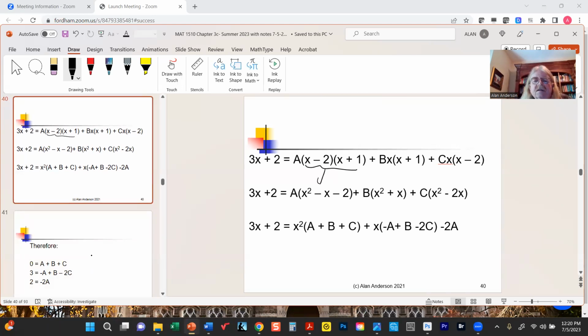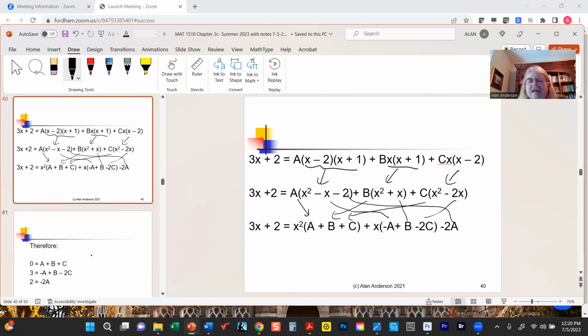I'll multiply these together using FOIL. x times x plus 1 is x squared plus x. And here we have x times x minus 2, which gives us x squared minus 2x. So now what I'm going to do is gather up all the terms, all the x squares, into one set of parentheses. All the x's come over here. And then all the constants go here. There's only one left.